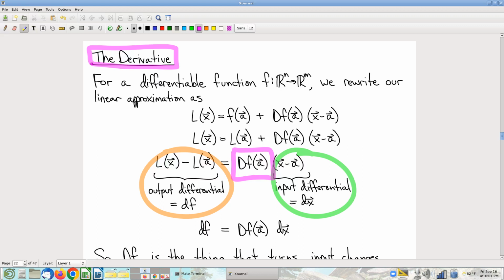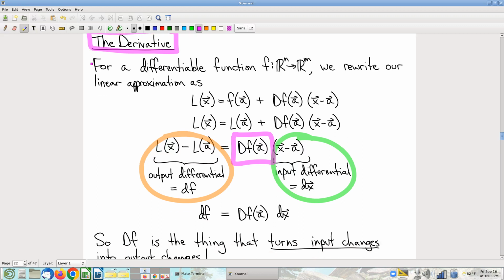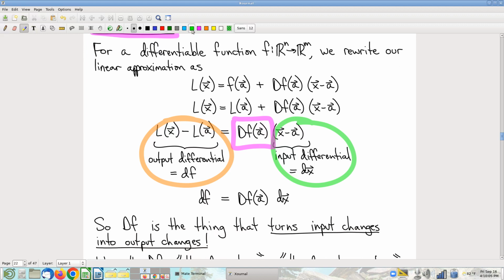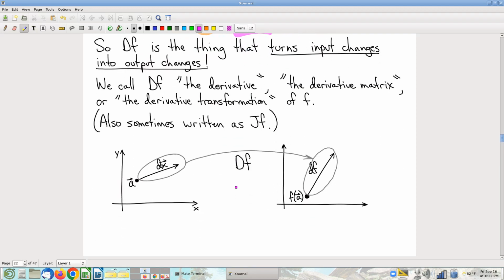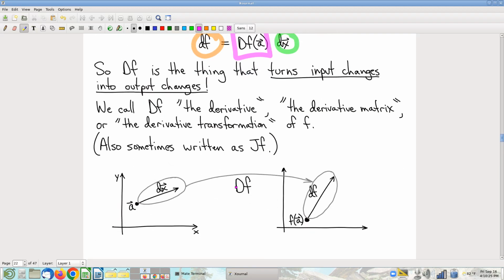Pretty neat observation. You can rewrite that as I have it down here. The input differential dx, the output differential df, and this matrix relates df and dx. So again, the derivative. So here's kind of a picture of that. Oh, a little bit of terminology. We call it the derivative. Sometimes we call it the derivative matrix because it's a matrix.